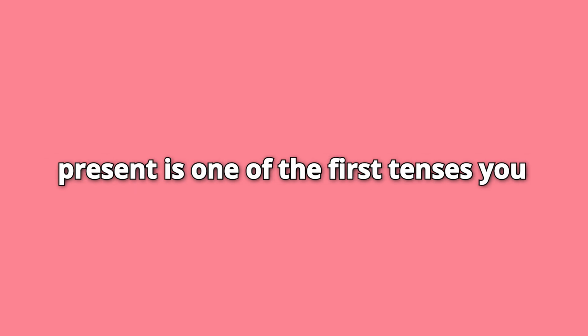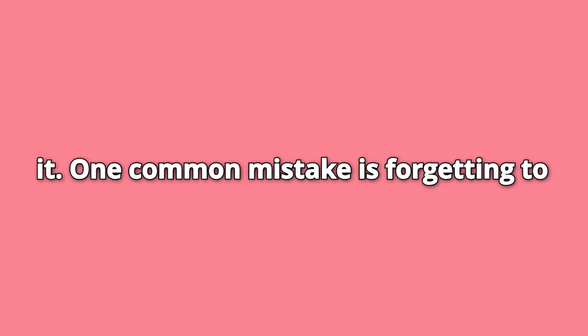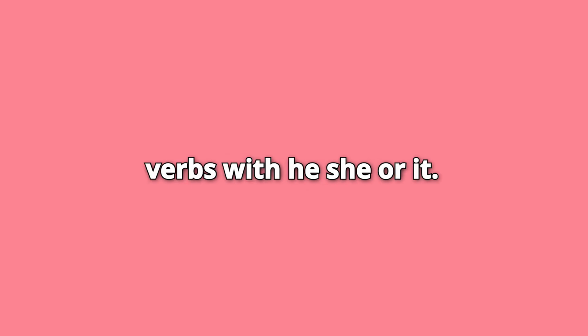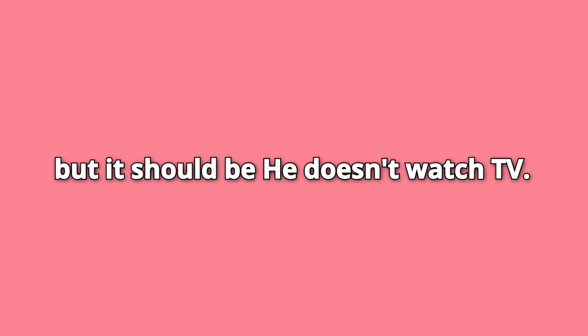Even though the simple present is one of the first tenses you learn, many learners make mistakes with it. One common mistake is forgetting to add s or es to verbs with he, she, or it. People sometimes say, she play football, but the correct way is she plays football. Another mistake is using don't instead of doesn't with he, she, or it. Some learners say, he don't watch TV, but it should be, he doesn't watch TV.